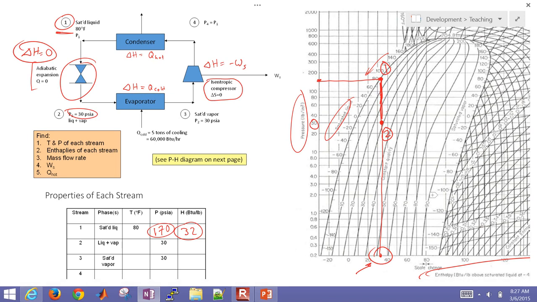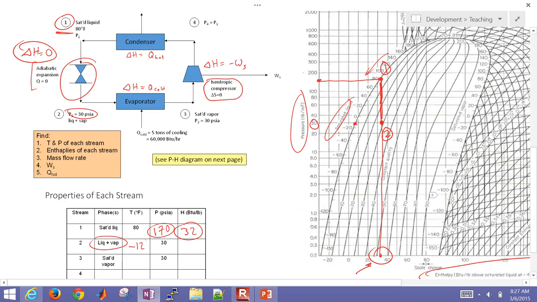I have about 27% vapor, and the rest is going to be liquid, so I have liquid plus vapor. I'm in the two-phase region, and then if I look at the temperature as well, I'm about right here on the temperature lines. So at 30 pounds per square inch, it's going to boil at about negative 12 degrees Fahrenheit.